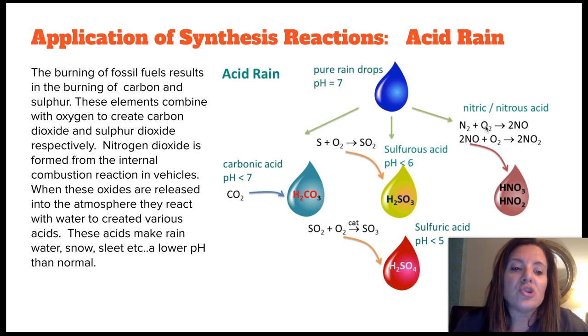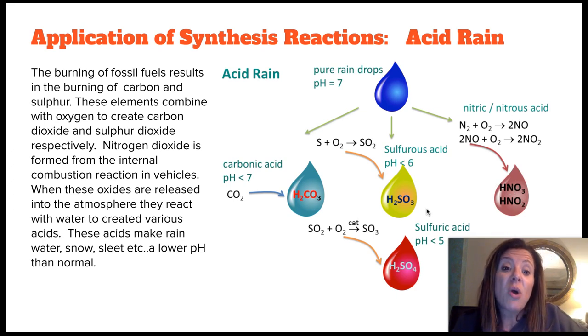Nitrogen reacts with oxygen to produce nitrogen monoxide, which further reacts with oxygen to produce nitrogen dioxide. Those non-metal oxides will react with water to produce nitric acid and nitrous acid, respectively. So all of those contribute to our acid rain formation. So non-metal oxides and water create acids.